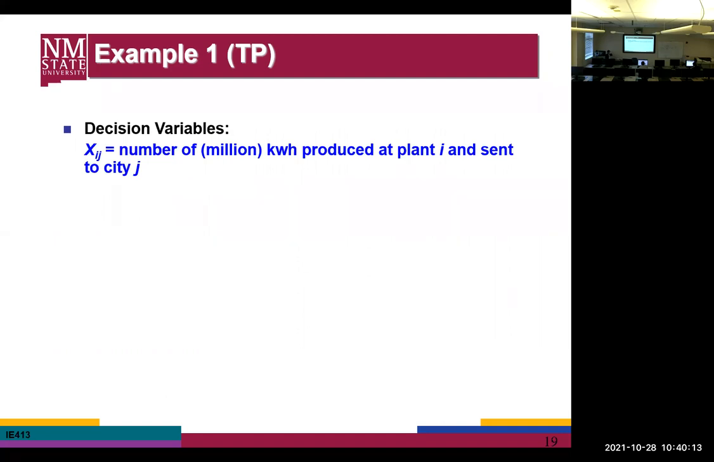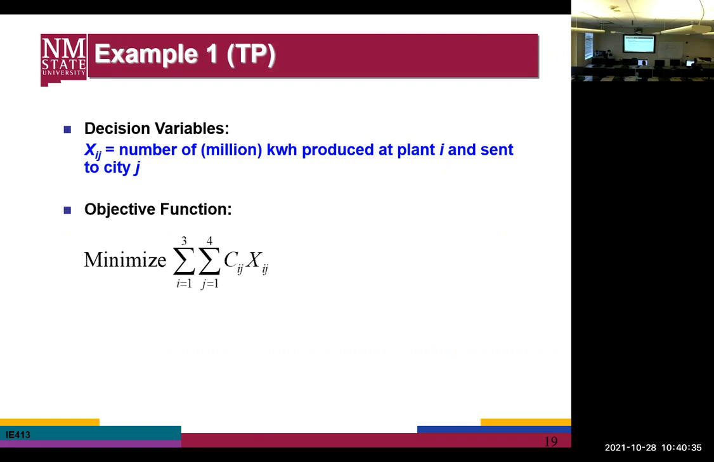So in our case, we could define a decision variable for each decision that the power company must make, right? Because the power company has to determine how much power is sent from each plant to each city, we define the decision variable X_ij as the number of million kilowatts produced at plant number i and sent to city number j.